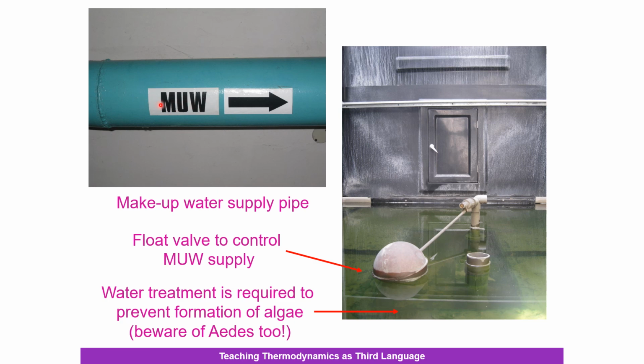So this is what we've discussed just now, makeup water, right? So makeup water is introduced into the cooling tower so that you maintain a uniform level of water at all times in a cooling tower, right? So you can do that by using a float valve, right? And then since this water is stagnant, you need to have some sort of water treatment so that you don't have any algae forming here, right?